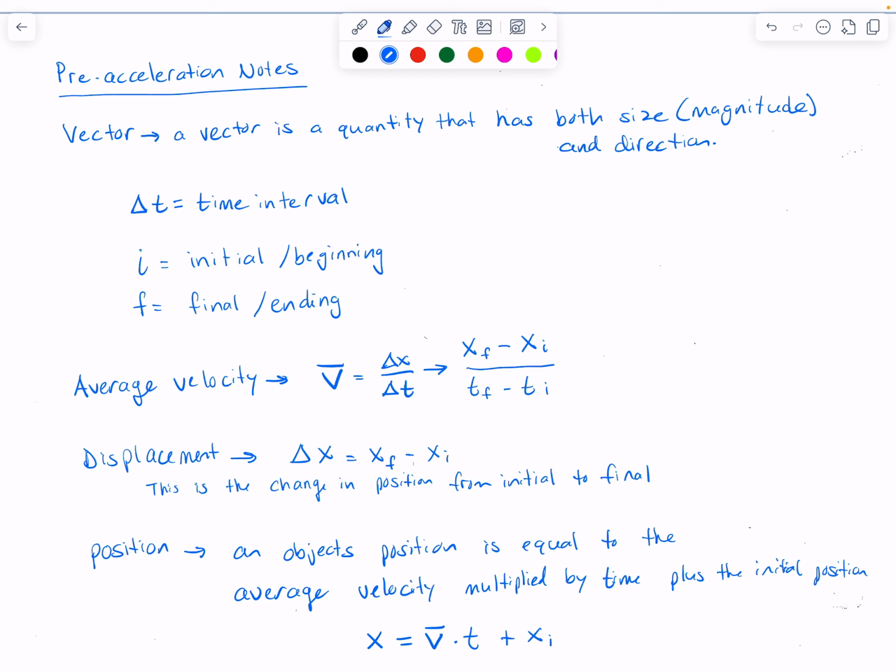First of all, we're going to talk a little bit about things that are called vectors. You'll see that word tossed in there oftentimes. A vector is a quantity that has both size, which is like magnitude, and direction. So when we start talking about vectors, we're talking about a quantity that has both size and direction. We'll also take a look at what's sometimes called the delta or the change in time, which is a time interval. So look for this type of symbol as well.